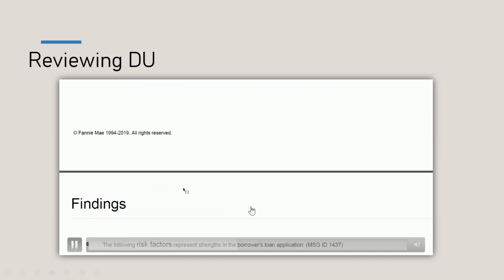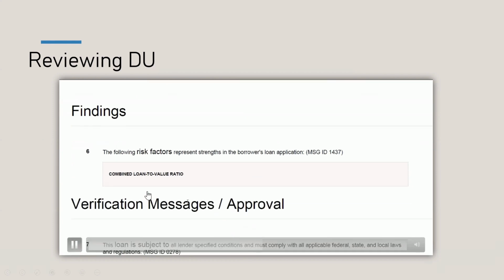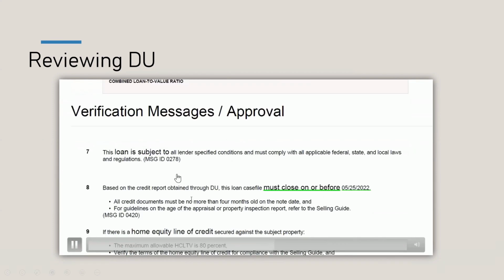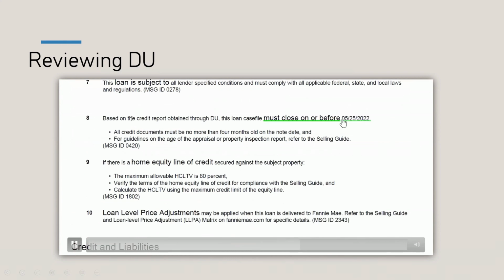Then we're going to scroll down a little bit to your findings. Of course, your risk factor is based on your loan to value. You do have a must close by date here. This is based on your credit report, and it gives you your 90-day closing window. Here it'll also mention if there is a home equity line of credit and what we calculate it by. We don't do HELOCs here, so in reality this is not something that usually comes up a lot.